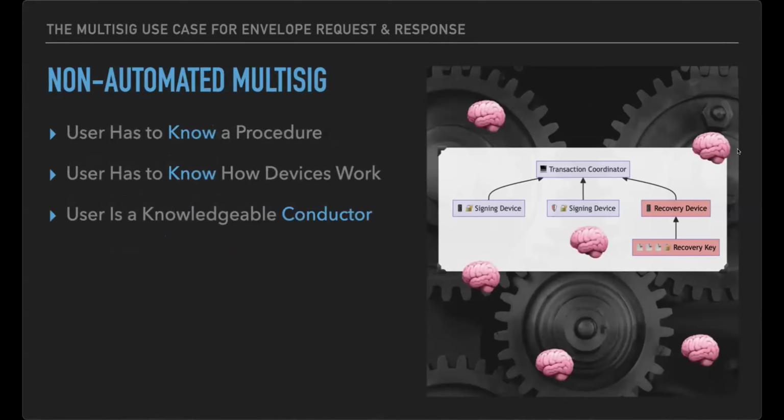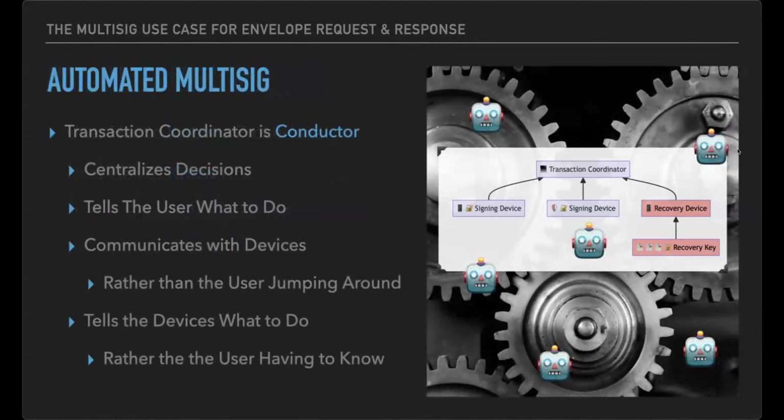The main problem with the current non-automated system for multi-sig creation is that you have to know a lot of stuff. You have to understand the lengthy procedure, and you have to have pretty good knowledge of how all of your devices and apps work. It's a really high bar, and that's not even counting all the button pushing that goes on.